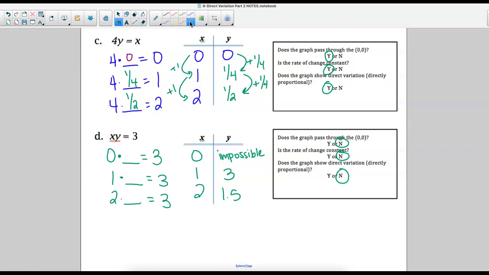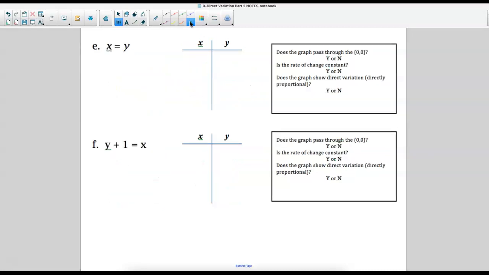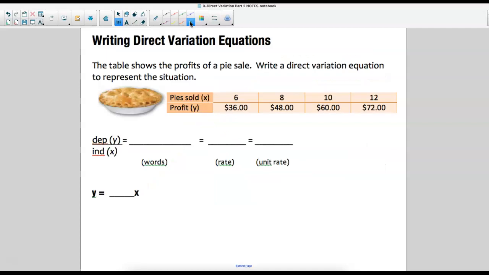Okay, flip the page. We are going to skip the next 2. Okay, so cross off those next 2 for sake of time. I think you guys kind of get the point when we did 4 of them. Okay, then let's look at this one. So writing direct variation equations. Okay, if I asked you to write the equation, it's not that hard.